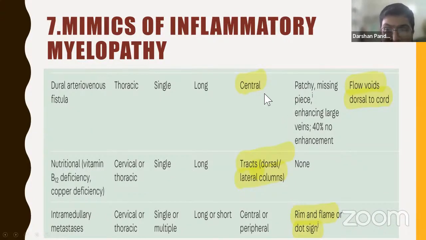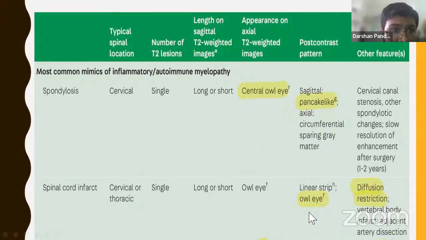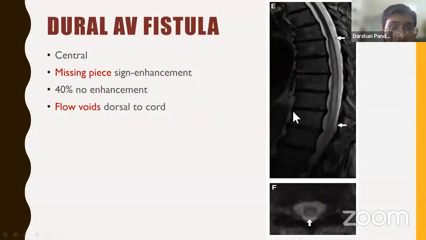In dural fistula, a central lesion and flow voids can be seen. In B12 and copper deficiency, there are tract-specific lesions. Metastasis shows a rim and a flame or dot sign. Spondylosis also shows a pancake-like enhancement with a central owl eye pattern. And in an infarct, there's diffusion restriction, and an owl eye pattern can be there.